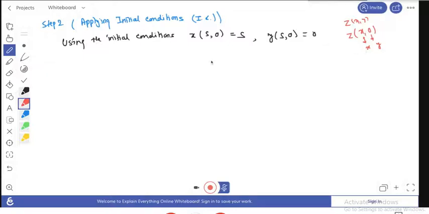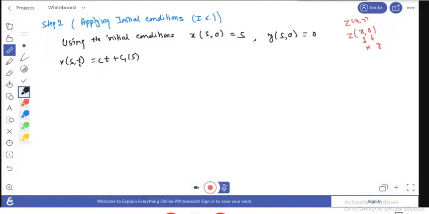Here this is a function of s and t, and where t equals 0, you can find that x is the same as s, and this y component is 0. So if we use this initial condition, our solution x of s, t equals c t plus c1 of s.